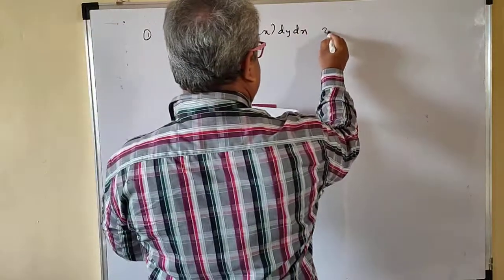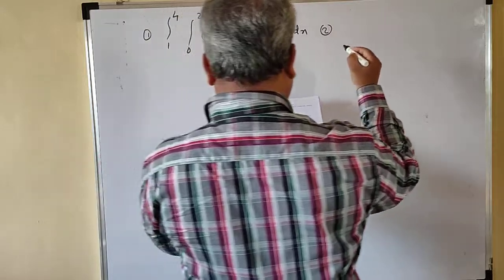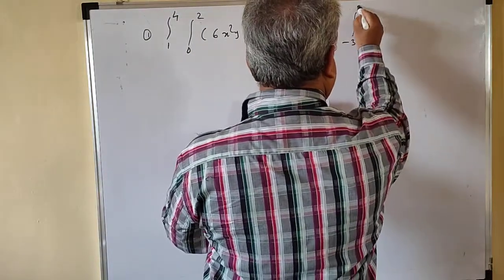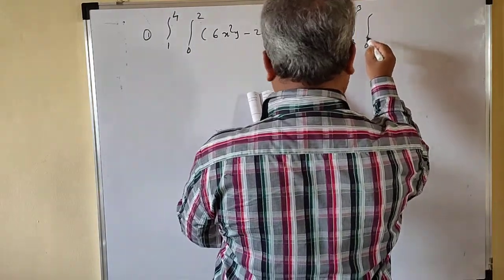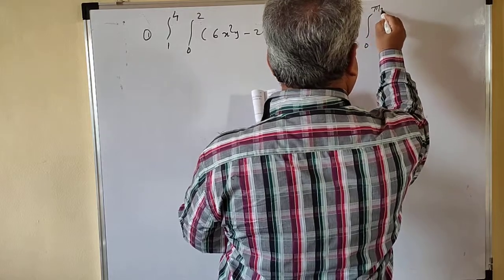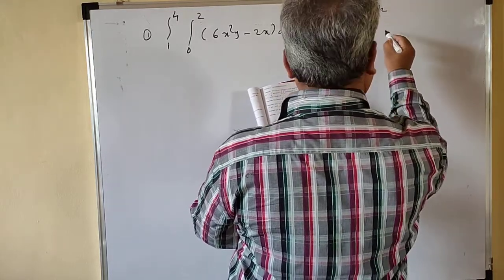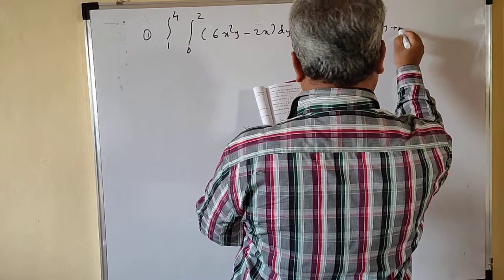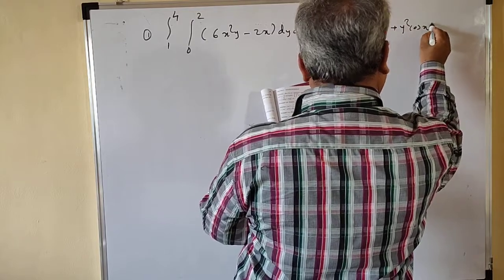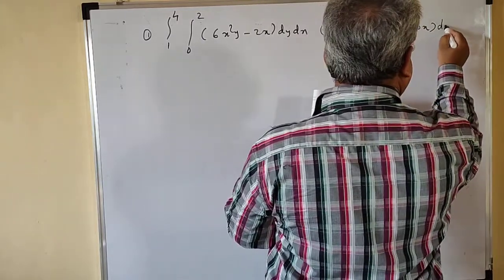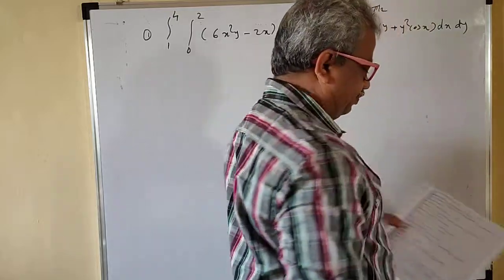I will take the second problem also. The integral from minus 3 to 3, 0 to pi by 2, 0 to pi by 2, of y plus y squared cos x, dx dy.